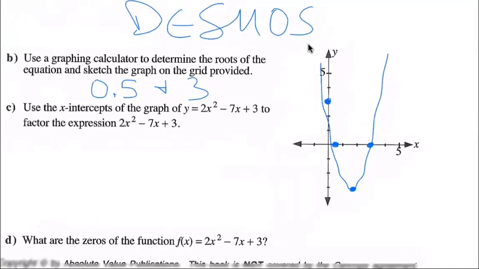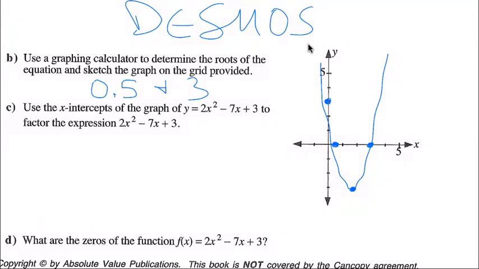Question C, use the x-intercepts of the graph of y equals 2x squared minus 7x plus 3 to factor the expression 2x squared minus 7x plus 3. We've done our polynomials section, so you should be able to factor this. You're not going to get pretty answers though, so this one's a bit of a tougher one to factor.